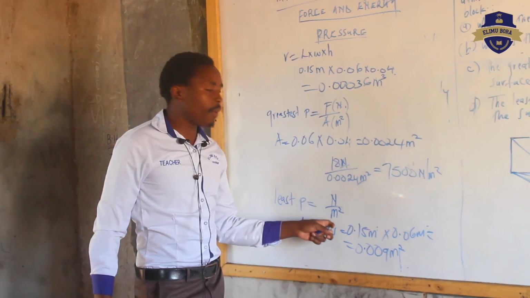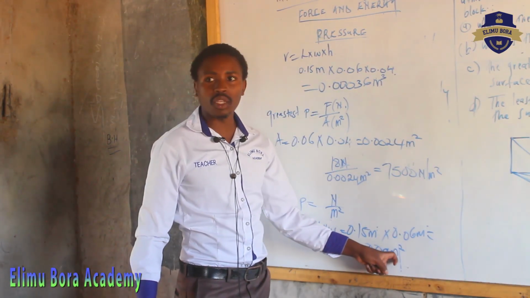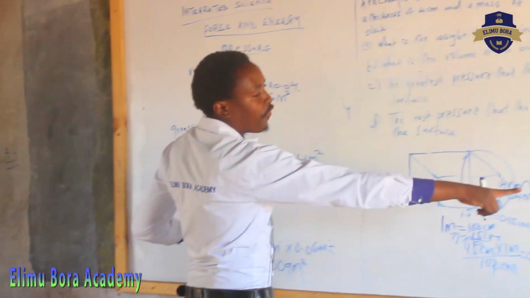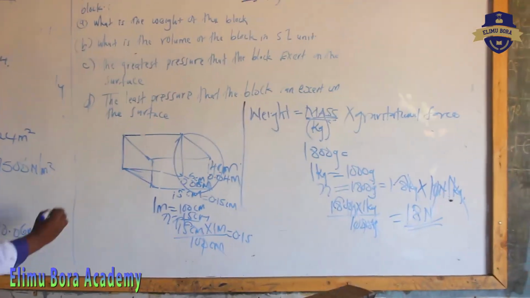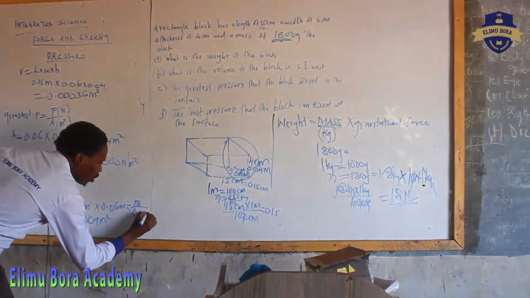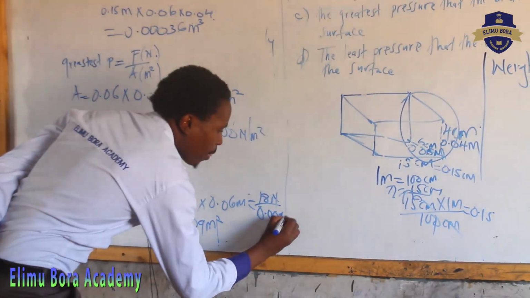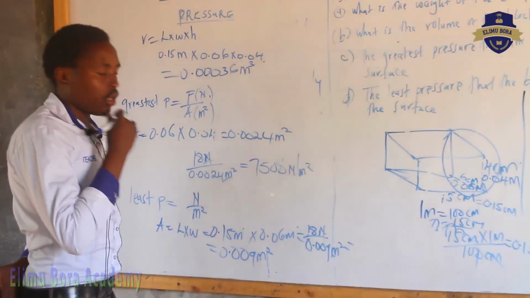Let's go back to the formula. Pressure is equal to Newton over meter square. Our meter square is 0.009 meters square. Our force is 18. We take 18 Newton over 0.009 meter square. So now dividing, what do you get? 2,000.